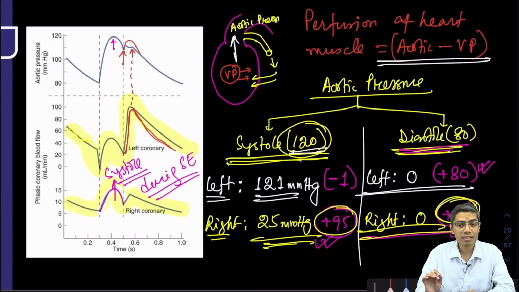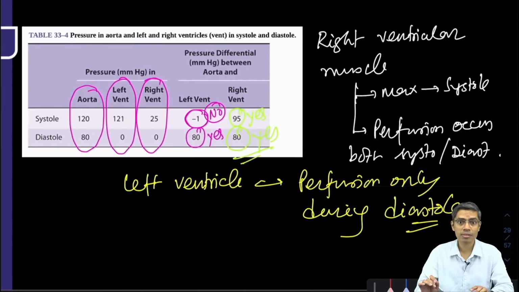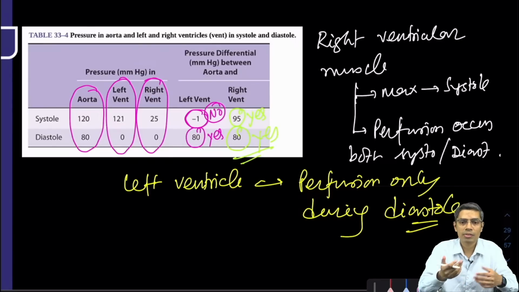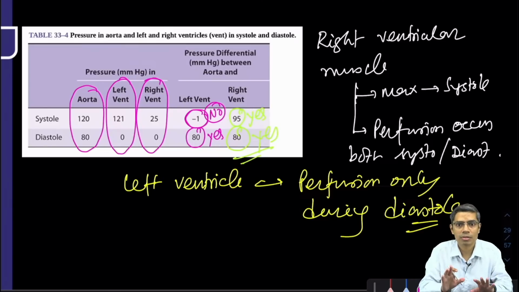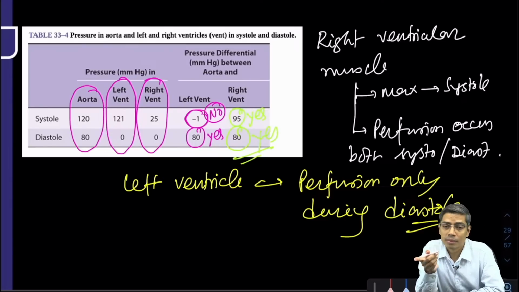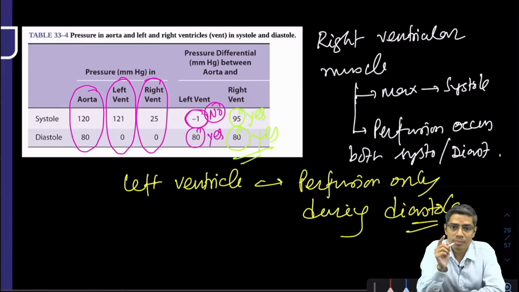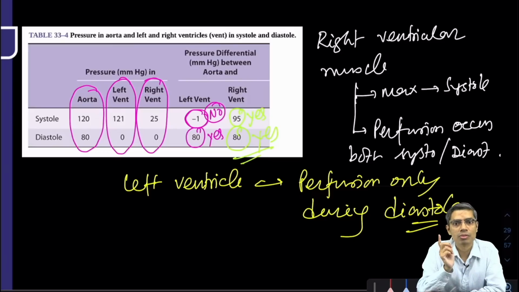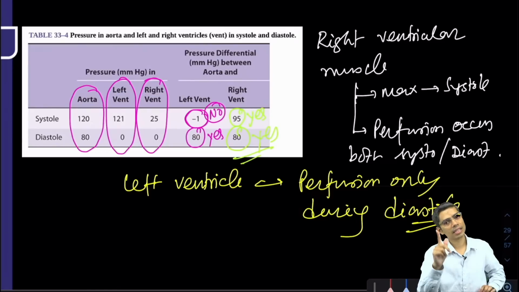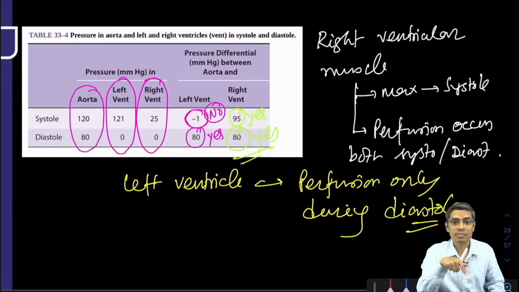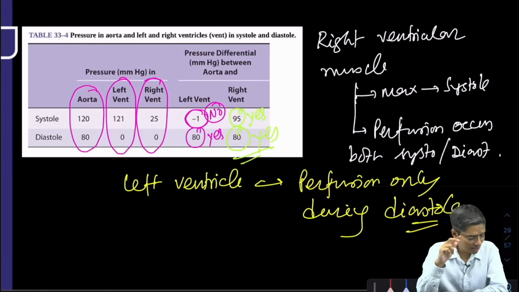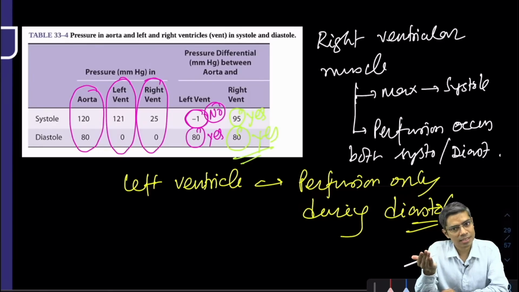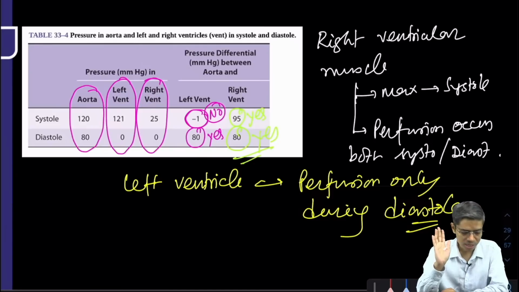Am I clear? This is a little hard to digest, because the bottom line concept from our MBBS knowledge is that coronary perfusion, ventricular muscle perfusion, is only during diastole. There is no perfusion during systole, but that is true for the left ventricle. The right ventricular muscle gets its blood both during systole and diastole, maximum during systole, and that is clearly given in Guyton. In USMLE this question has been asked multiple times. In INI-CET it has not been asked till date, but it can be asked. So, I hope all of you got the concept.